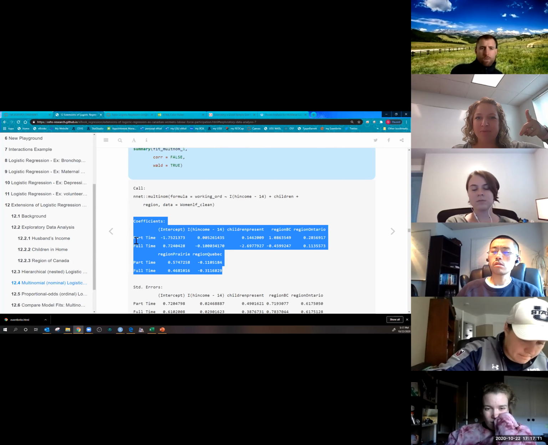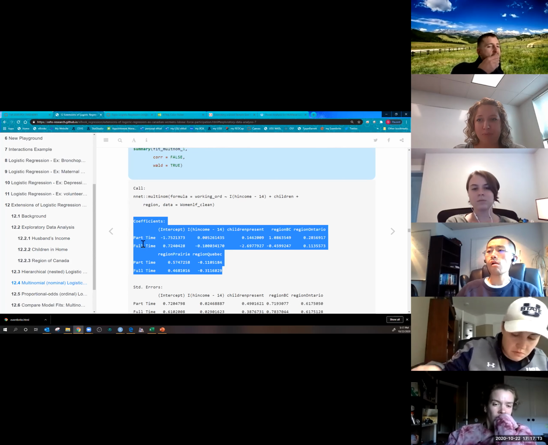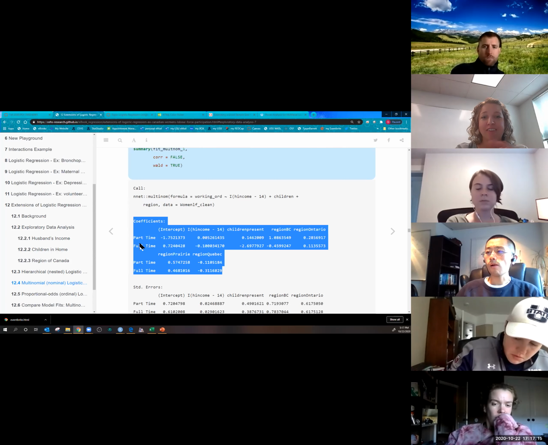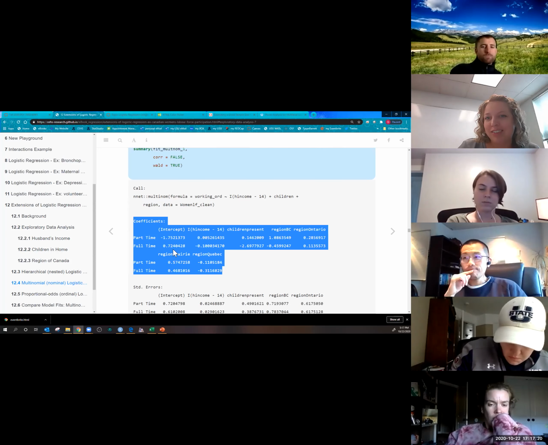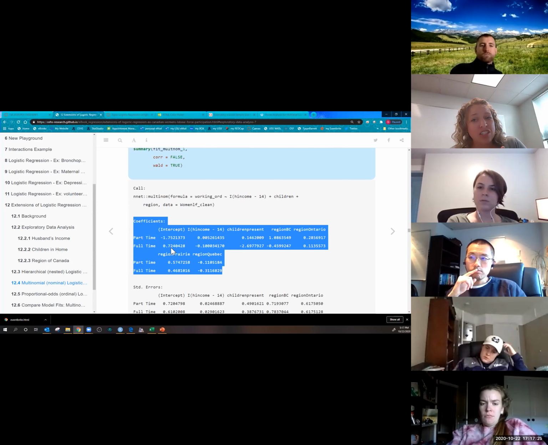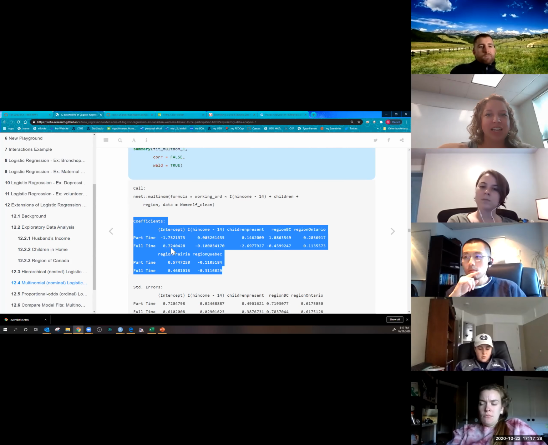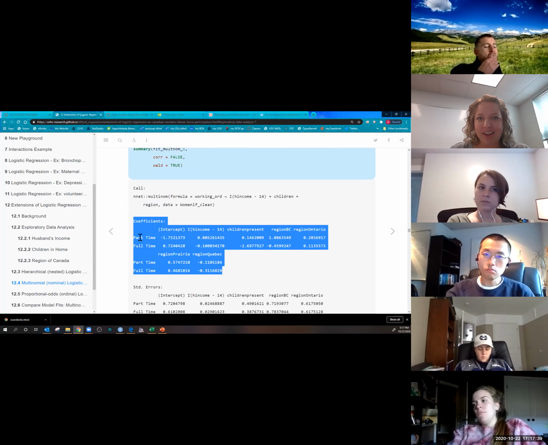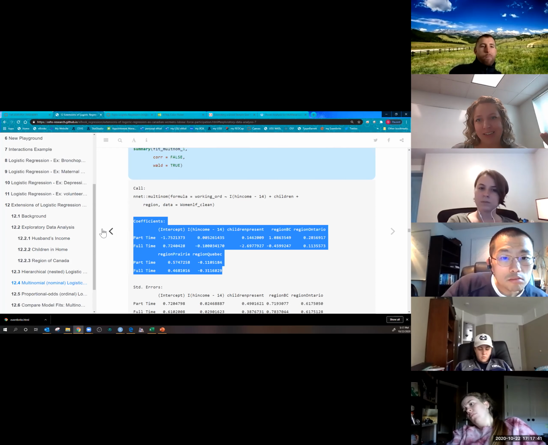One for the part-time, one for full-time, both compared back to the reference category of not working at all. So you get double the parameters. So why is this better than fitting 2 logistic regressions? It's because it's fitting all of the parameters at the same time instead of fitting them in 2 separate sets. But you can think about it as it's doing 2 logistic regressions for part-time compared to none and for full-time compared to none. And it's just giving you all the results together.